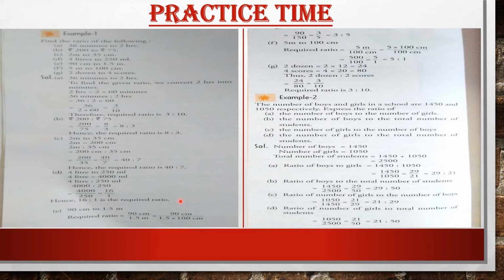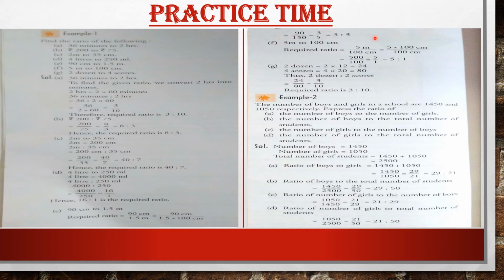Question E. 90 cm to 1.5 meter. In question E, both the quantities have different units. So, convert 1.5 meter to centimeter. Our required ratio is 90 cm by 1.5 meter equals 90 cm by 1.5 into 100 cm, which gives 90 by 150.